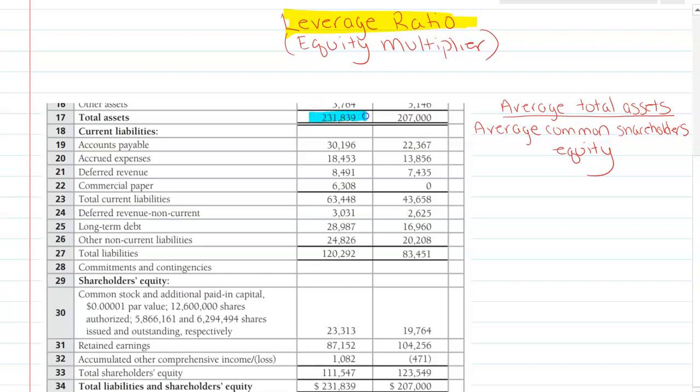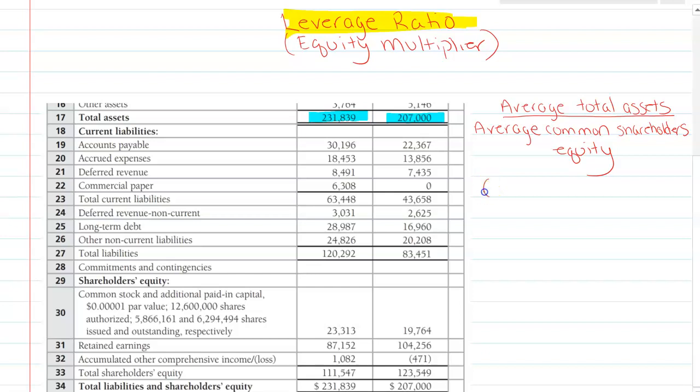So this is a balance sheet from Apple, I believe from 2014 and 2013. If you take their current amount, which is 231,839, and add the 207 and then put equals into your calculator, that'll give you the total, and then just divide it by 2, and that will give you the average.